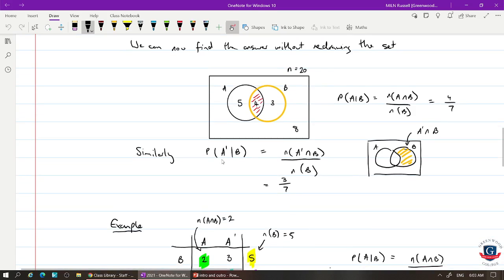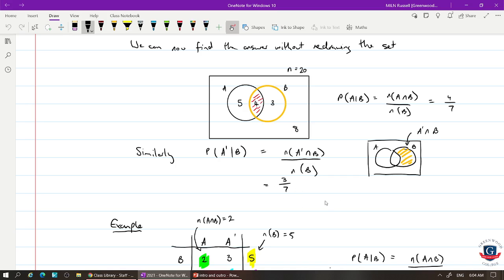Similarly, if we were looking for not A given B, we would look at the intersection of not A and B. Not A would be out here. B would be here. The intersection between those two sets would be just B only. And divide that by the number of elements in B. So that's B only, which would be 3, B would be 7, the answer would be 3 divided by 7.